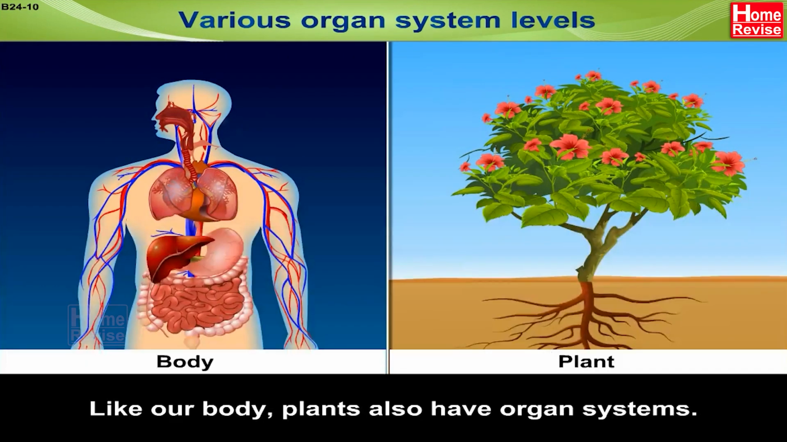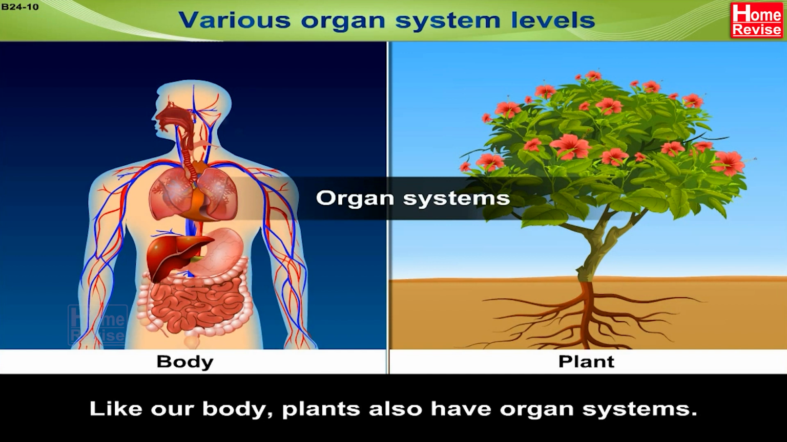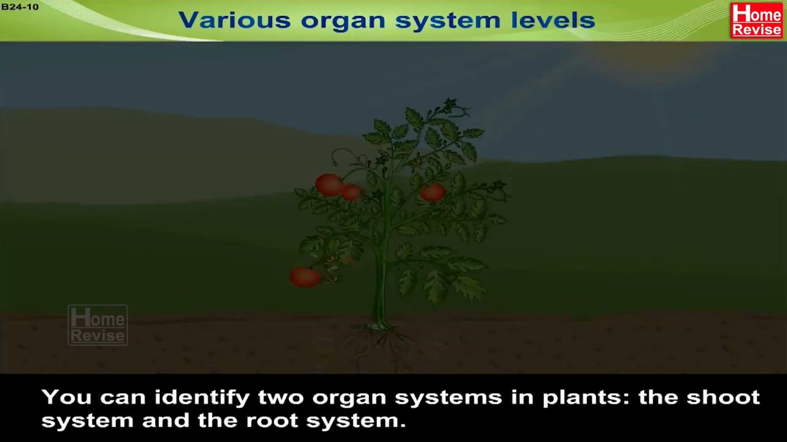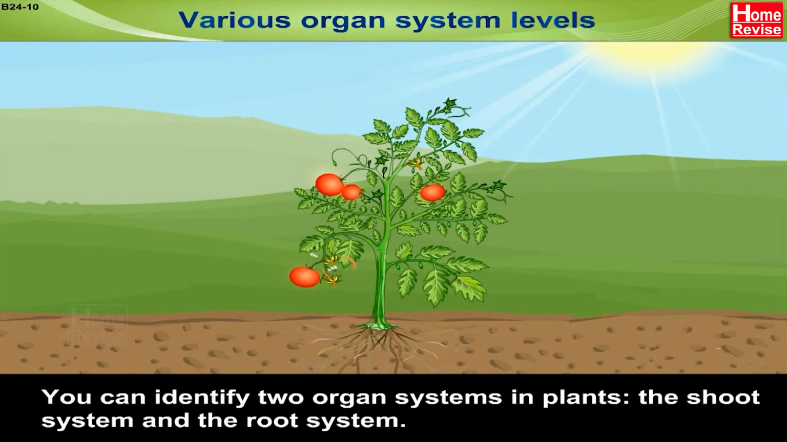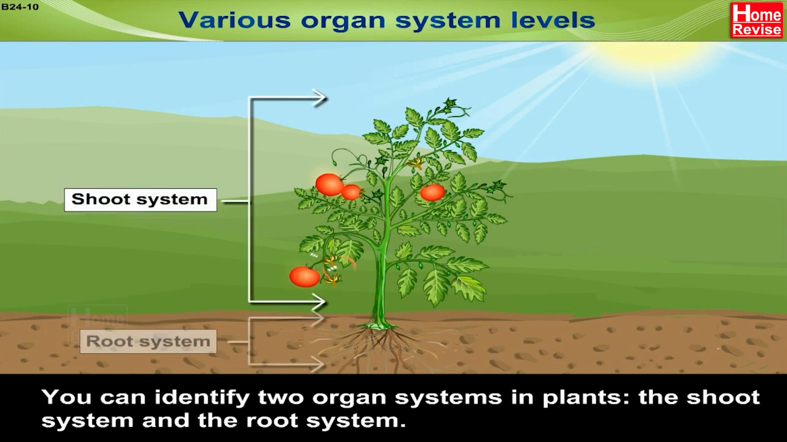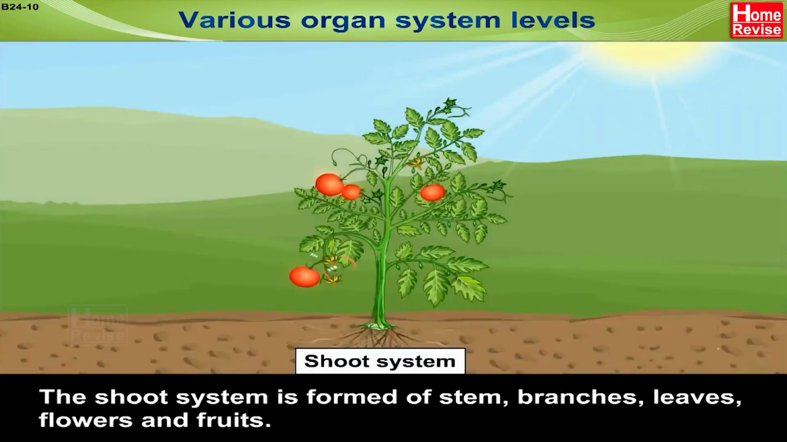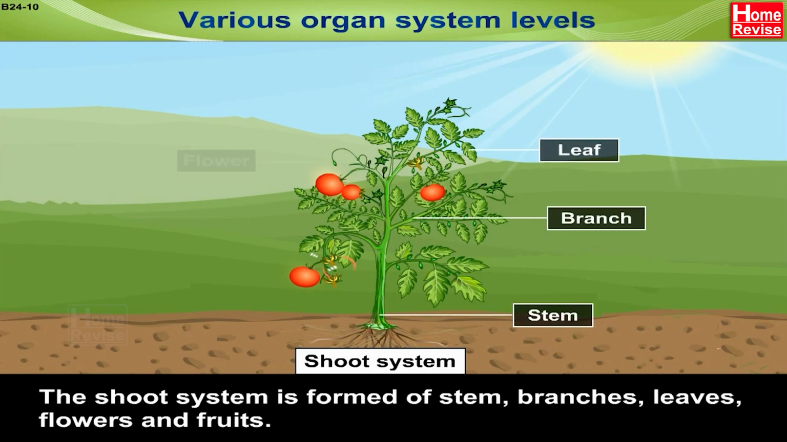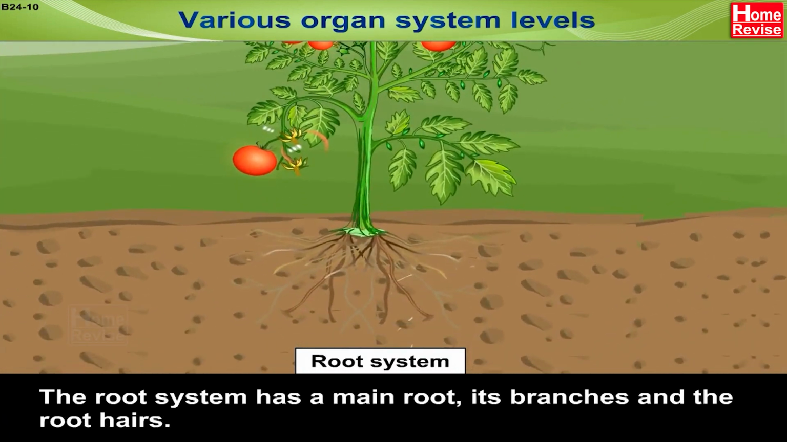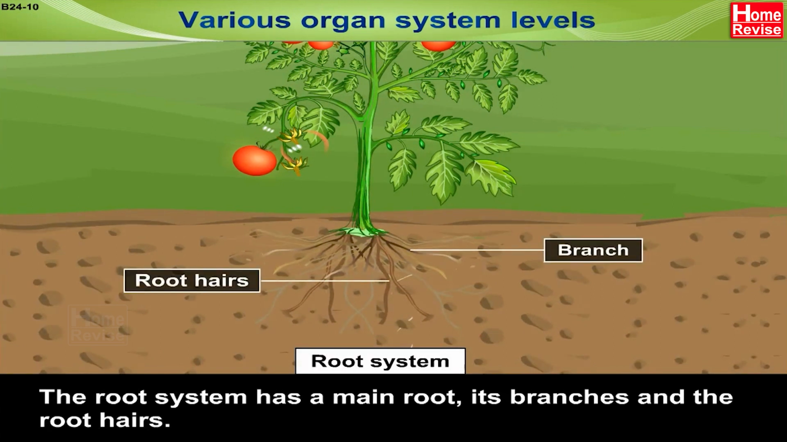Like our body, plants also have organ systems. You can identify two organ systems in plants: the shoot system and the root system. The shoot system is formed of stem, branches, leaves, flowers, and fruits. The root system has a main root, its branches, and the root hairs.